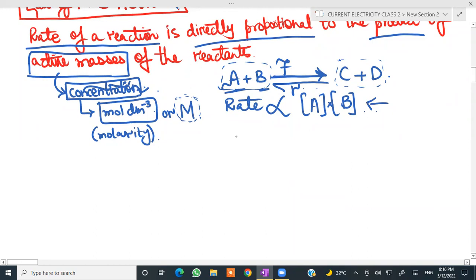If we just talk about the forward reaction, this is the relationship that we get. If we remove the proportionality sign, we will have to put an equal to and a constant. Let's just call it Kf, the constant of the forward reaction, into concentration of A into concentration of B, correct?